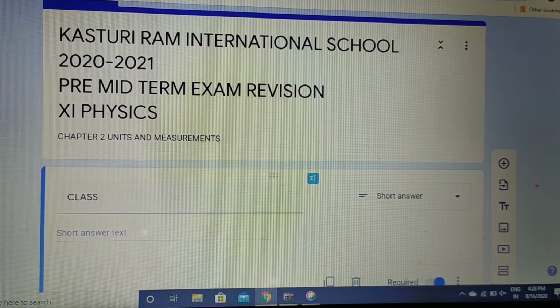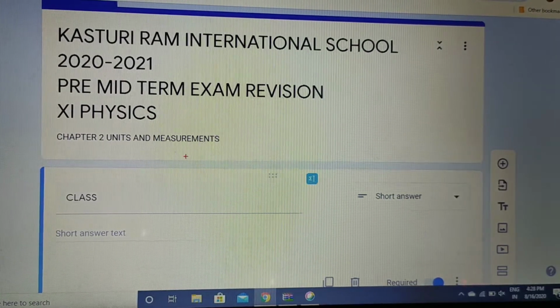Okay, so for class 11th, two chapters are coming in your examination: chapter number 2, which is units and measurement, and chapter number 3, which is motion in a straight line. The questions that were given to you in the Google form, we have to revise all those questions one by one. Okay, so let us start.